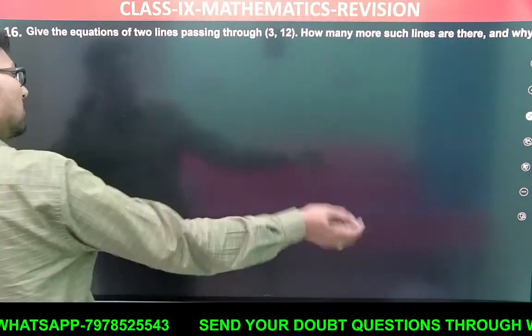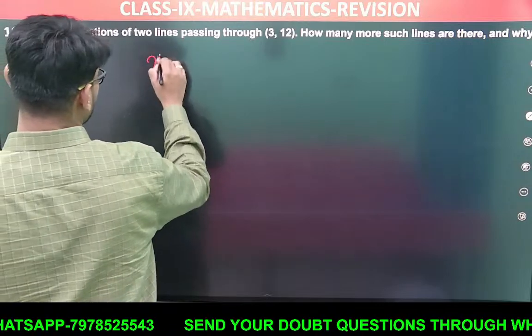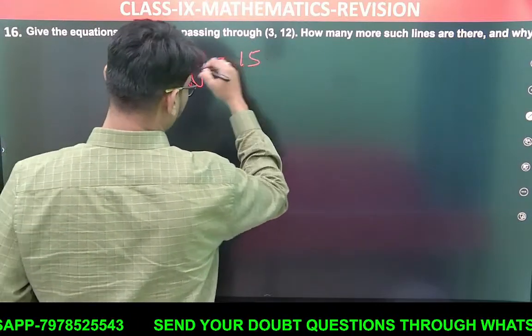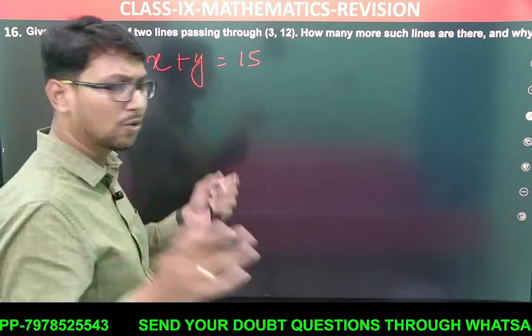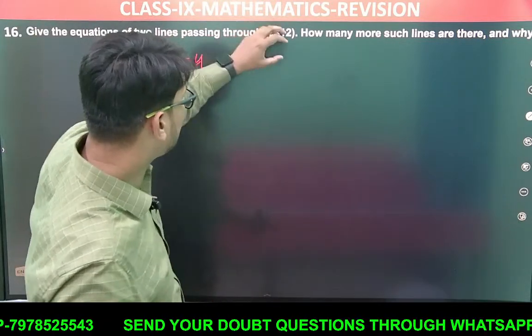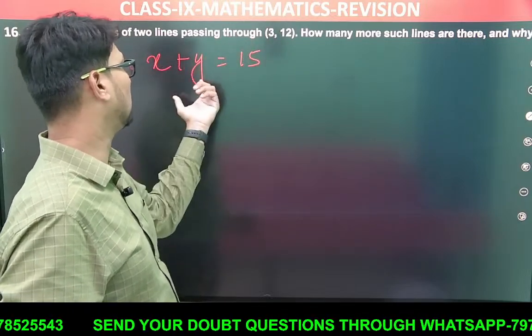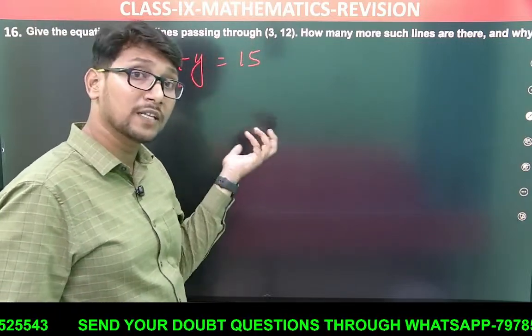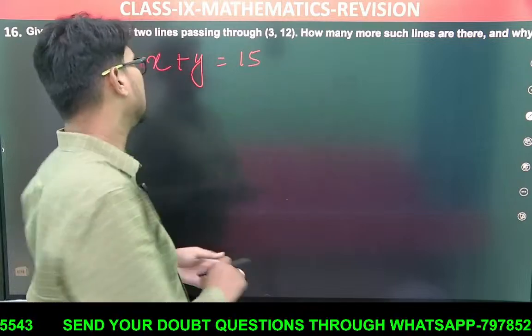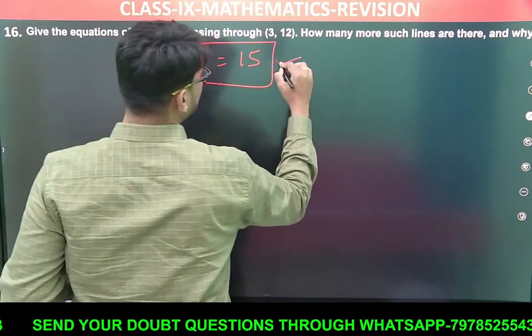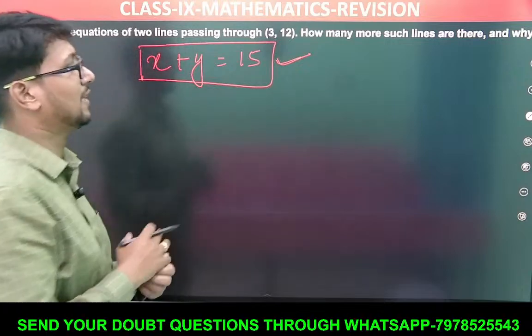See, a very simple equation. First I am writing: x plus y is equal to 15. Check. By replacing x and y, LHS equals RHS. Yes, x is 3, y is 12, so 12 plus 3 is 15. LHS 15, RHS 15. Hence, this is an equation of a line which passes through (3, 12).